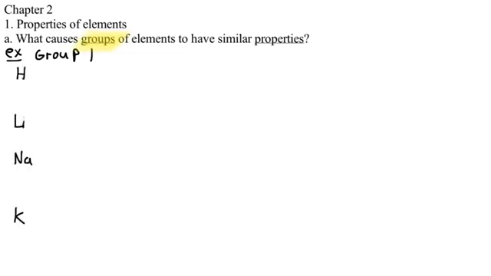So group 1 contains hydrogen, lithium, sodium, potassium. There's a couple more below that on the periodic table. So hydrogen's atomic number 1, so it comes first on the periodic table. It's the most common element in the universe. It's the lightest.